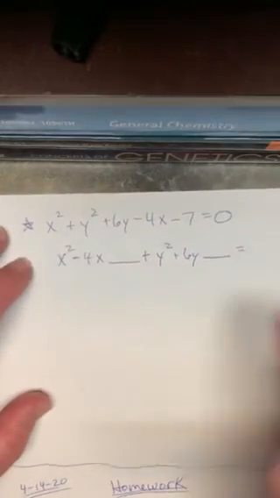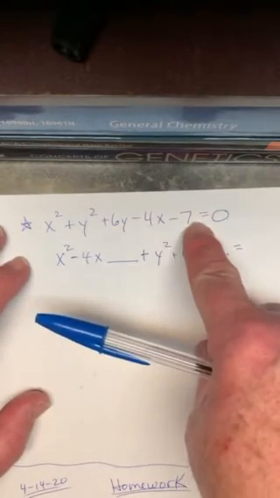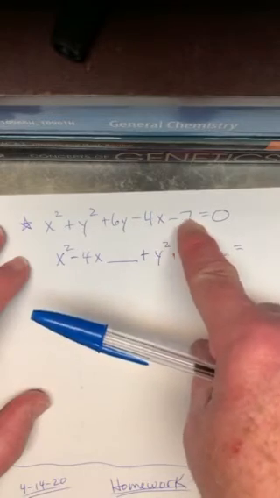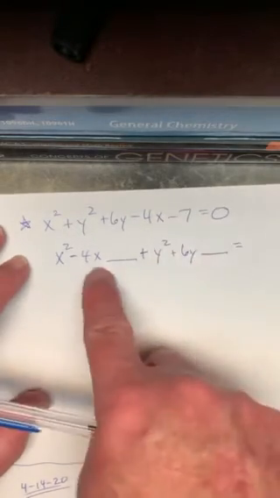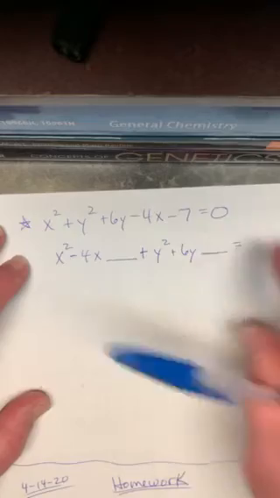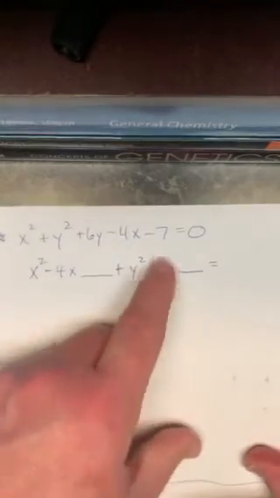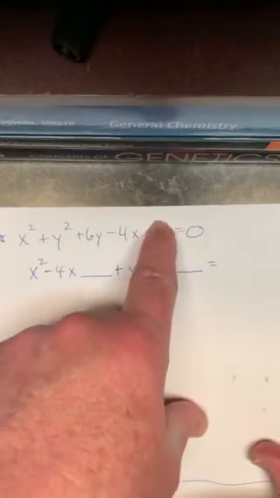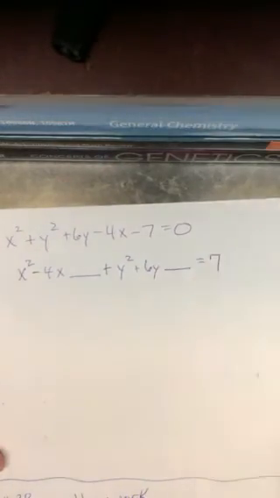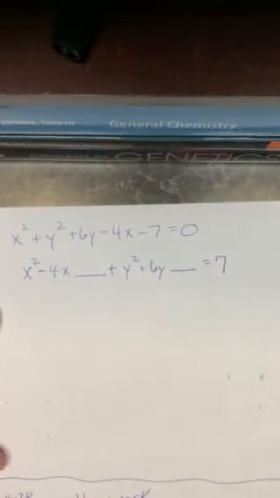And do you guys agree that that minus 7 doesn't have an x and it doesn't have a y, so it doesn't belong with either family, so he gets pushed over to the other side. So the minus 7 is going to get added to the other side and pushed out of the way, giving me a 7 on the right side.